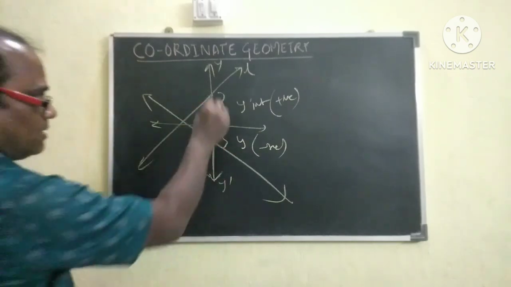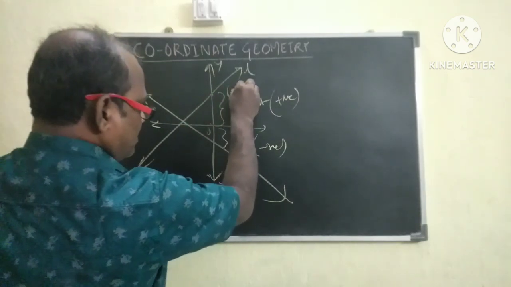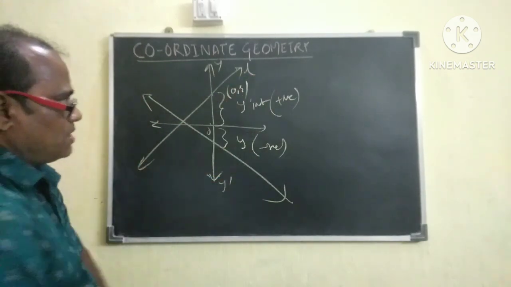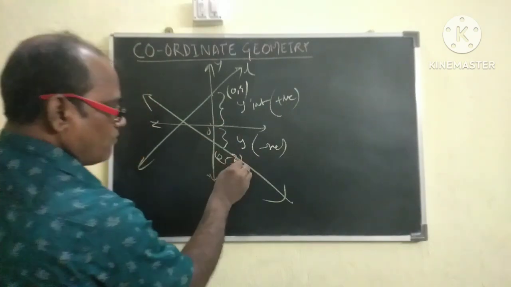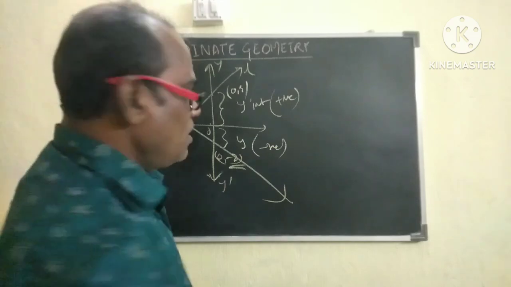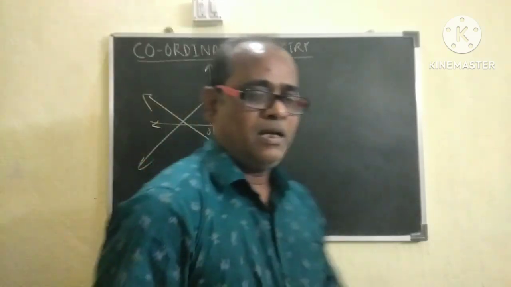Suppose this point is (0, 3), then the y-intercept is 3, and if this is (0, -2), then here the y-intercept is -2. So this is what we say is intercept.